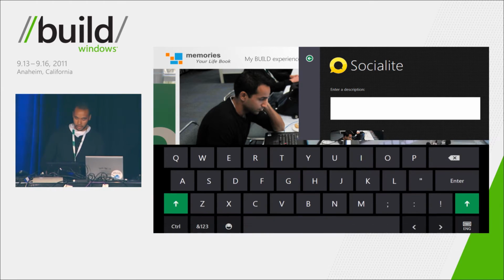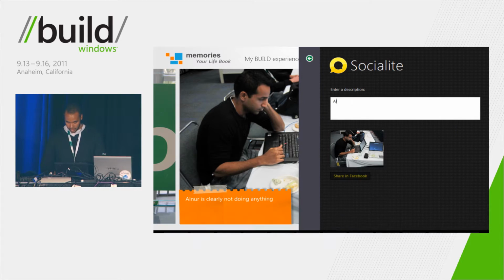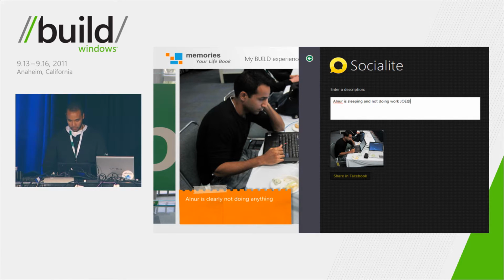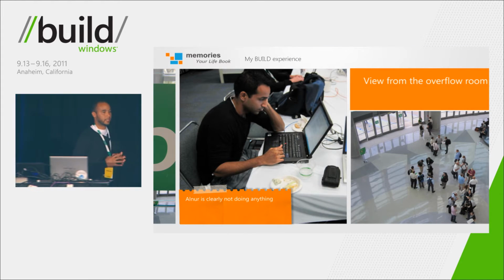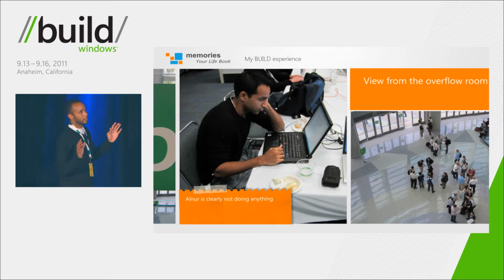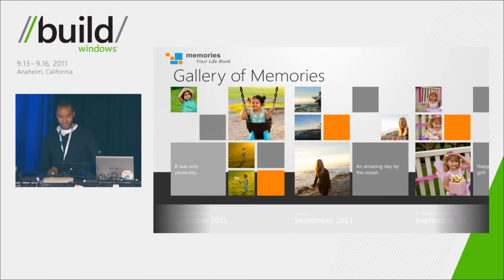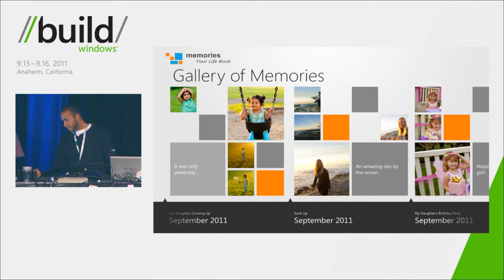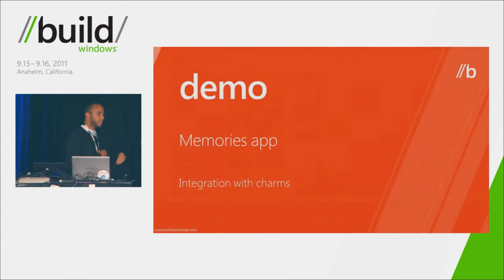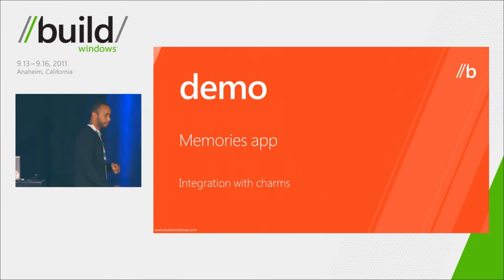So I can say, Ono is sleeping and not doing work, Joe. Joe is one of our bosses. And I click on share in Facebook. Now Socialite has done whatever it's going to do with that. If you check my Facebook page, I promise it's already up there. Ono, I'll be tagging you after this. You can bet, trust me, I'm tagging you after this. And let's switch back. So that was invoking the share contract from within an app.